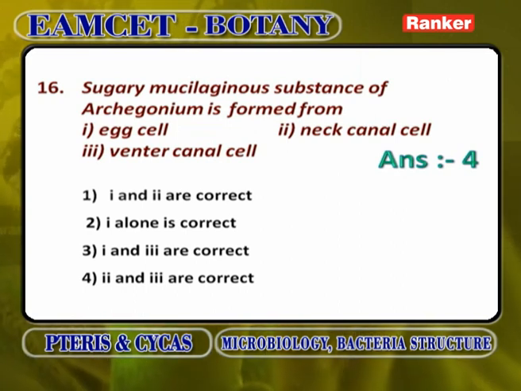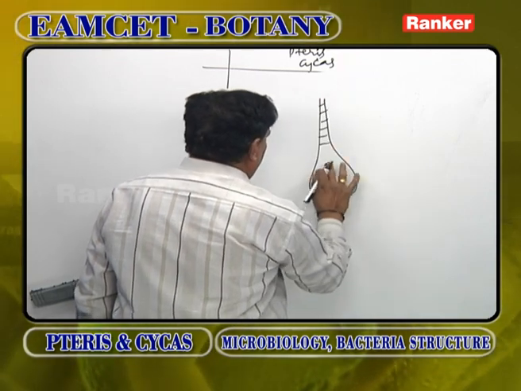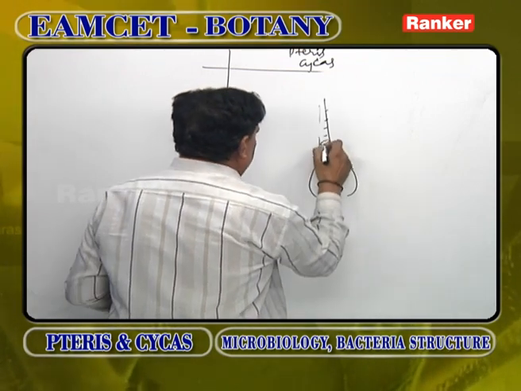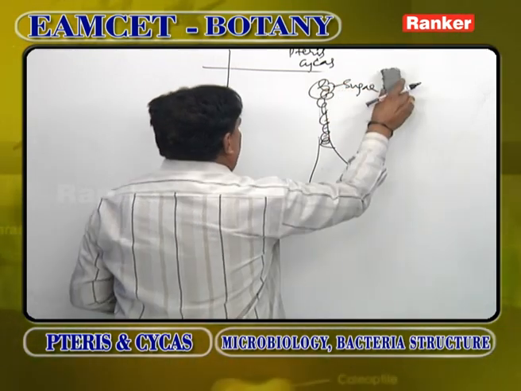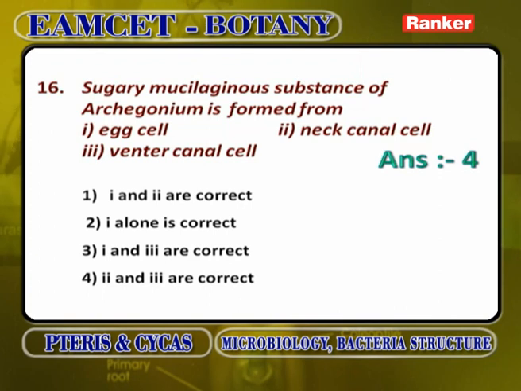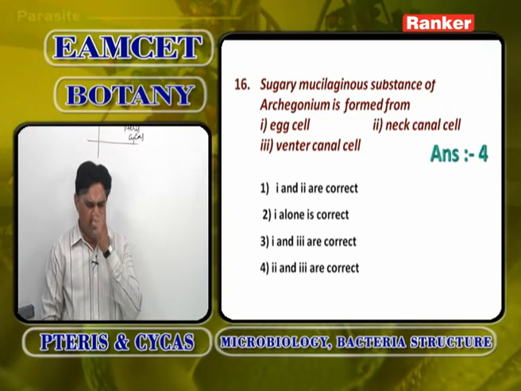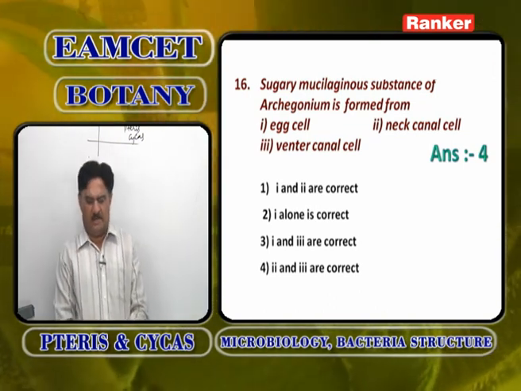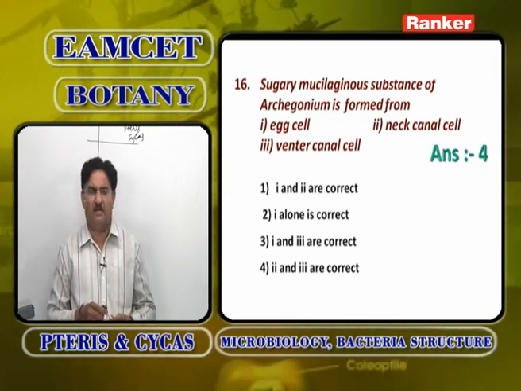In Funaria, once the Archegonia is formed, the ventral canal cell and neck canal cells will be there. The ventral canal cell and neck canal cells disintegrate and form a mucilaginous substance with sugars, which accumulates at the tip of the neck. Because it accumulates at the tip of the neck, it attracts the anthrozoids. So the sugary mucilaginous substance is not formed from the egg cell, because the egg cell remains for fertilization. It is from the disintegration of all the neck canal cells and the venter canal cell. So option 2 and 3 are correct for this.